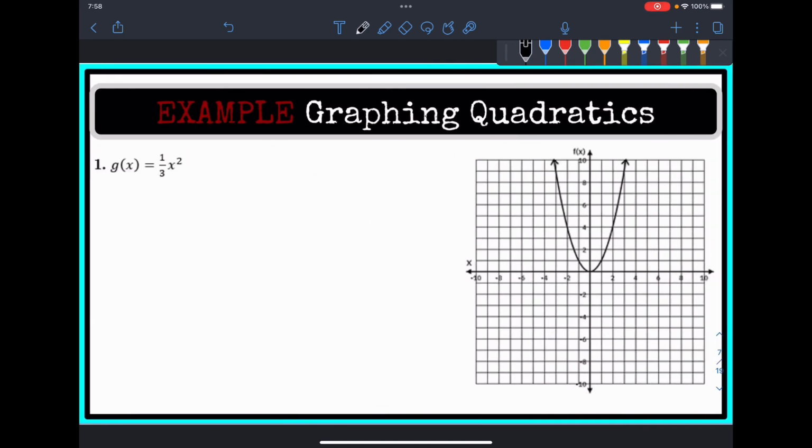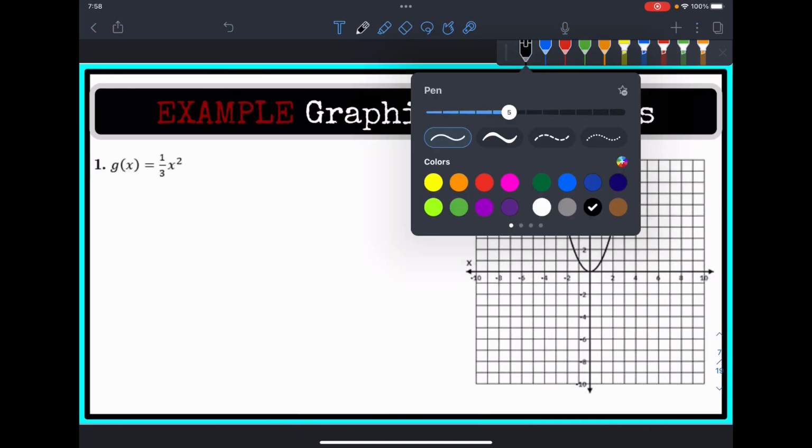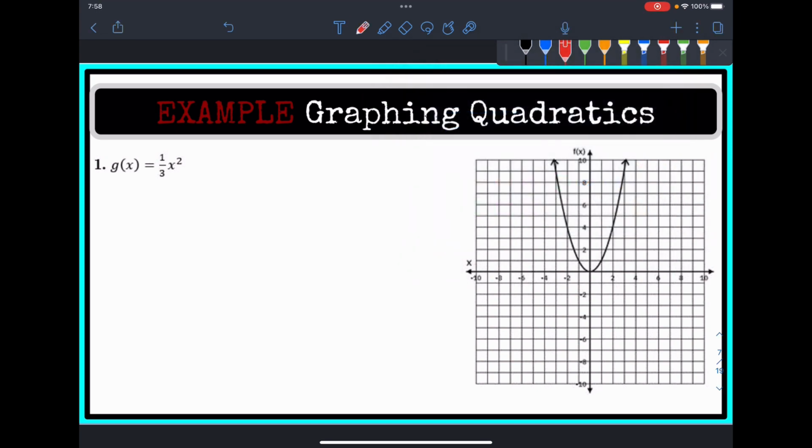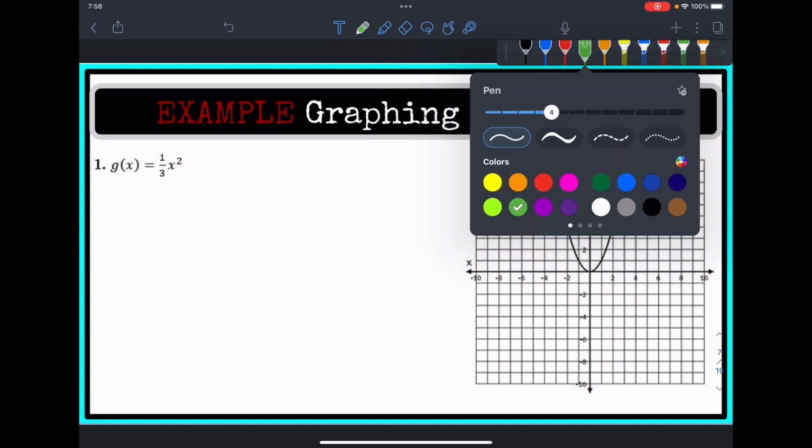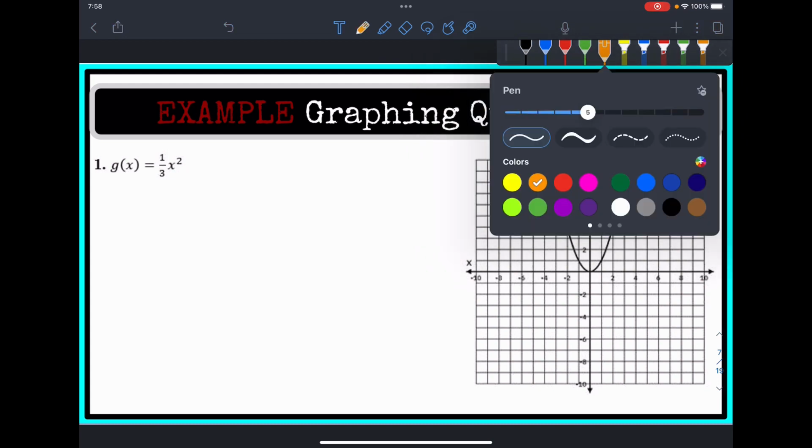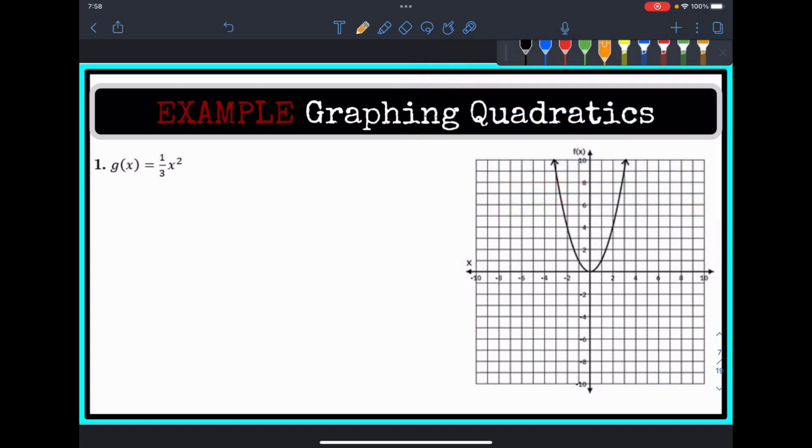Here, to graph this function, let's look at the transformation. We can see that this function is being multiplied by 1/3. It's not negative 1/3, simply positive 1/3. So because of this, g of x is going to be wider than the function of x squared. Now, since 1/3 is positive, this is not going to be reflected across the x-axis. So g is not reflected.